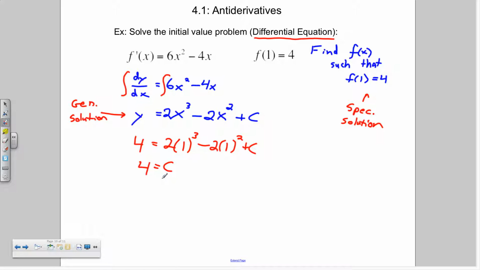Now this isn't the end. What we need to do is take that piece of information and write our specific solution that makes this true, which would be y equals 2x cubed minus 2x squared, and then instead of plus c, we use the specific number we found, so we write 2x cubed minus 2x squared plus 4.